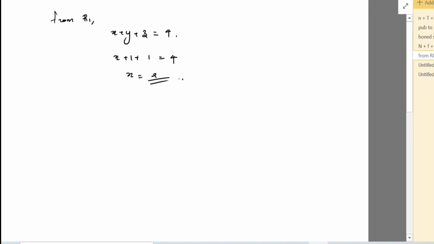This will be the only solution for the given system, and that solution will be X, Y, Z equal to 2, 1, 1. That is the solution. So the system has a unique solution because the rank of A is the same as the rank of AB, which is the same as the number of variables.